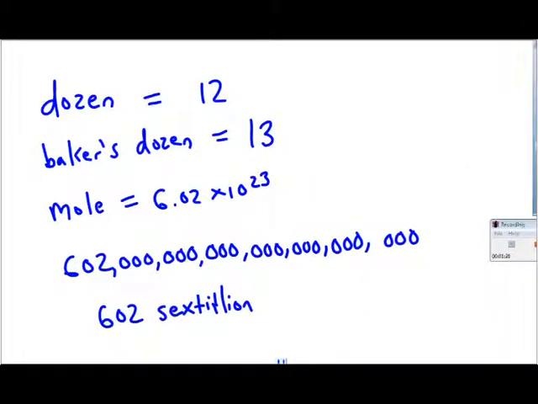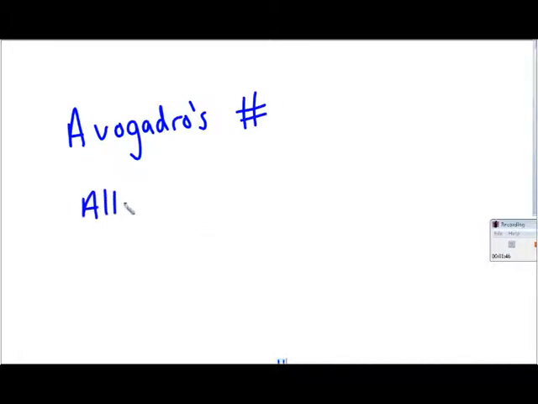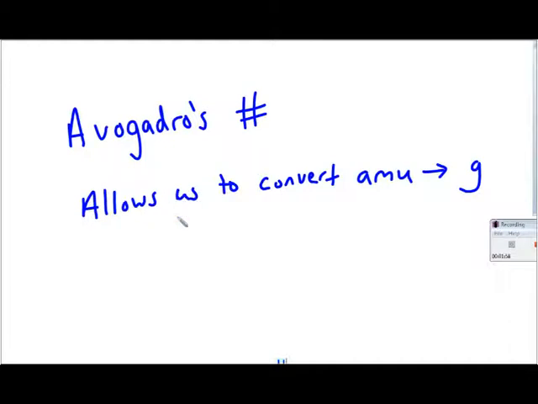So where did this number come from? How's it important? Why is it important to us? This number is also called Avogadro's number, after the scientist who discovered this magic number. Avogadro's number allows us to convert from AMUs, atomic mass units, into grams of a substance. So this allows us to convert from atomic mass unit to grams.